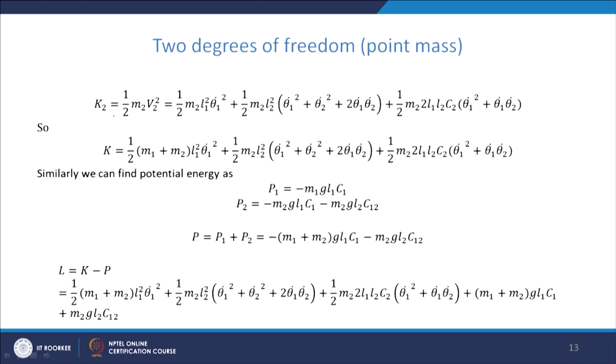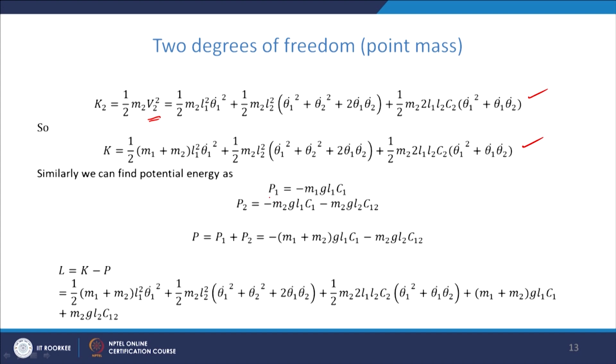So, now the kinetic energy of the second link is half m2, the mass of the second link, into the velocity square of the point B. So, it is given by this expression. So, the total kinetic energy is the kinetic energy of the first link plus the kinetic energy of the second link, that is given by summing the two terms.